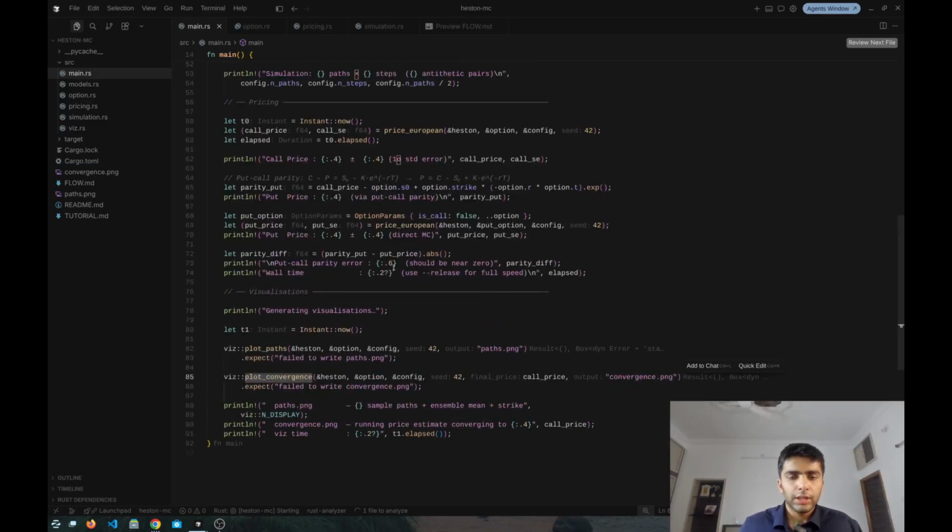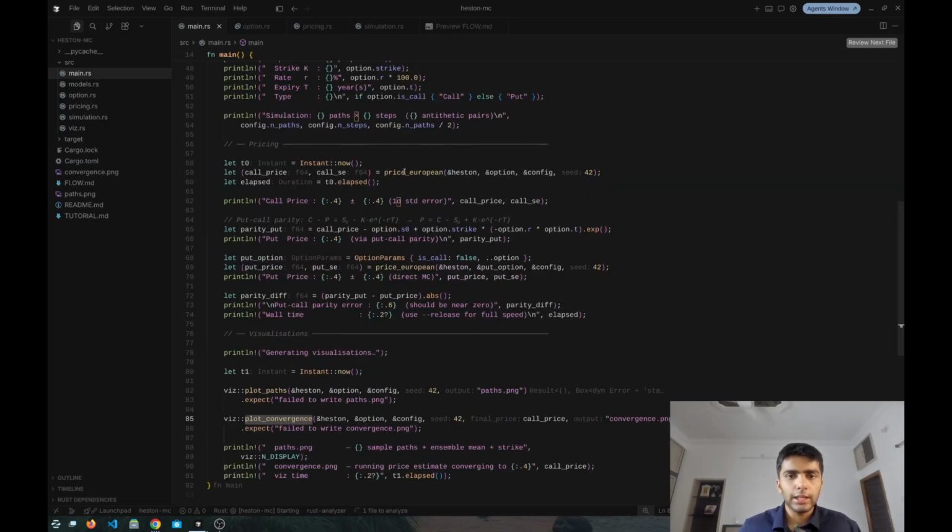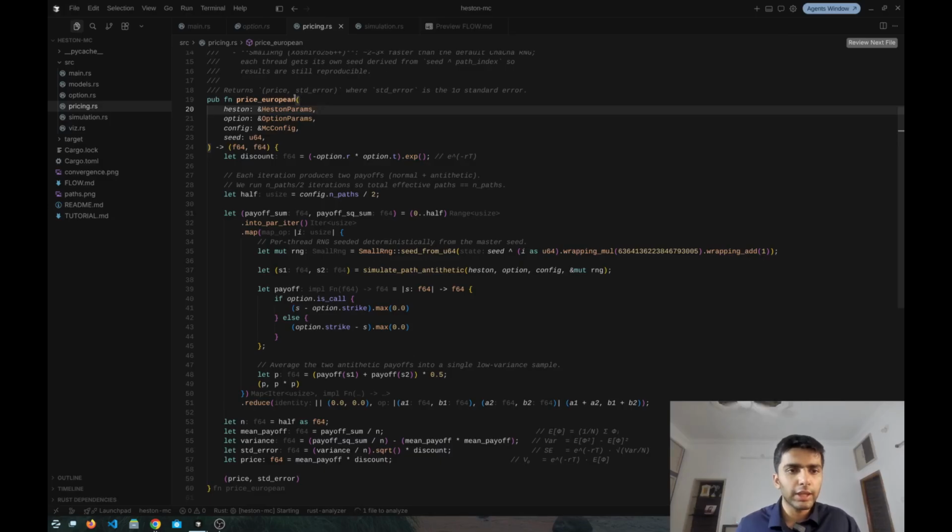Okay, now let's have a deeper look at the actual pricing engine. Let's take a look at this price European function, using which we price the European options. It accepts the Heston parameters, the option parameters, the configuration parameters of Monte Carlo, and then the seed. The seed is basically a random number provided by the user, which is helpful in generating the random paths later on. Along with generating those random numbers, it is also helpful in reproducibility. So this is like an identity for each of those paths.